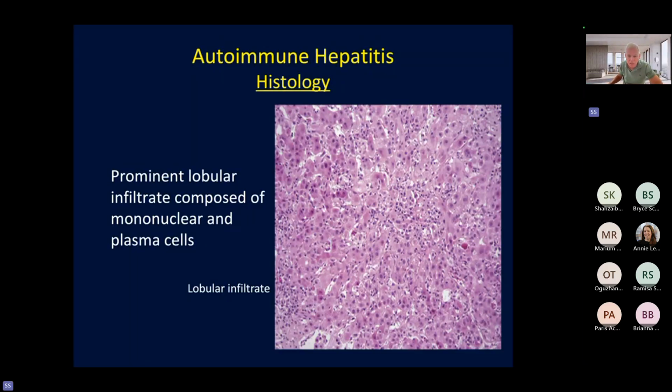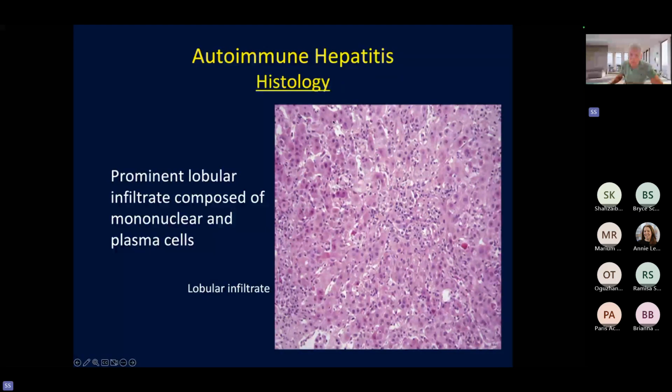And here you see, again, looking at the lobule, this is not a portal area, this is the lobule, and you can see the very dark staining cells here. It's difficult to see the cell type, but these are clearly chronic inflammatory cells invading the parenchyma.